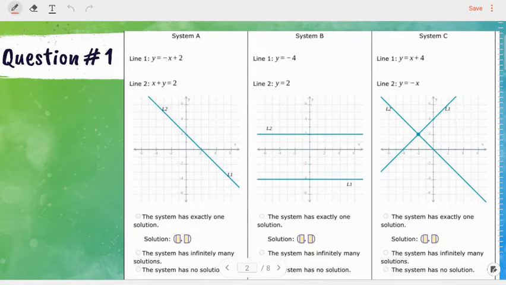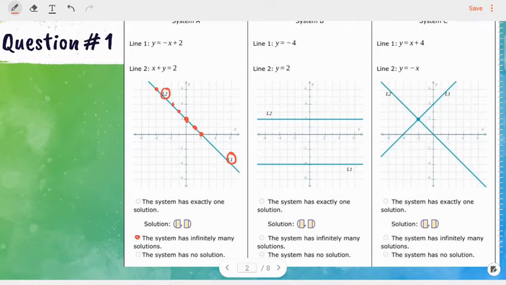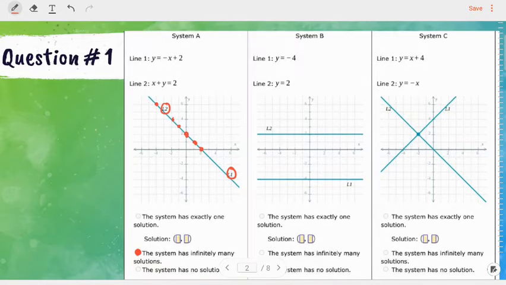If I'm looking at system A, there is not just a single point. You see L1 and L2 are signifying that my lines are stacked on top of each other. So they're crossing not just at one point, but every single point. That means my solutions are infinite. The system has infinitely many solutions.